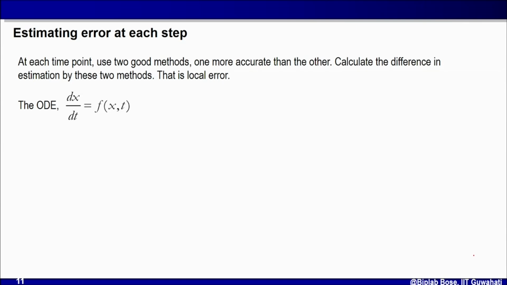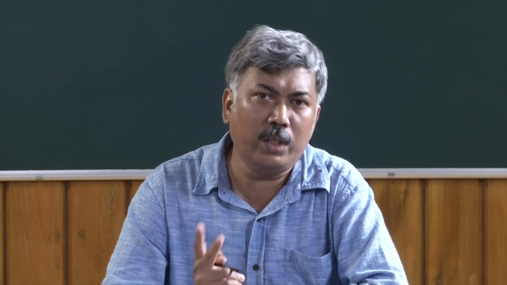Rather than comparing with the real one, you take two algorithms. One algorithm is more accurate than the other one, and you know that. So maybe there are many algorithms in the family of Runge-Kutta methods. We have discussed the fourth order. There is also a fifth order Runge-Kutta method, and that one is better than the fourth order one. So we can take two different algorithms, one better than the other one.